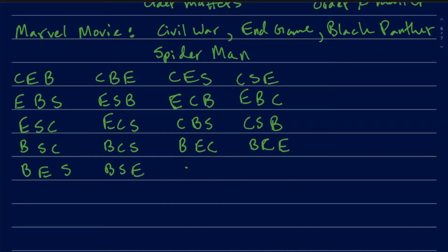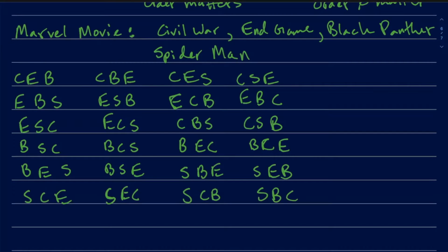And then for Spider-Man first, you could do Spider-Man, Black Panther, Endgame. Spider-Man, Endgame, Black Panther. We could do Spider-Man, Civil War, then Endgame. Then Spider-Man, Endgame, then Civil War. Then Spider-Man, Civil War, and Black Panther. Spider-Man, Black Panther, and Civil War. And I think that's it. That's 24.